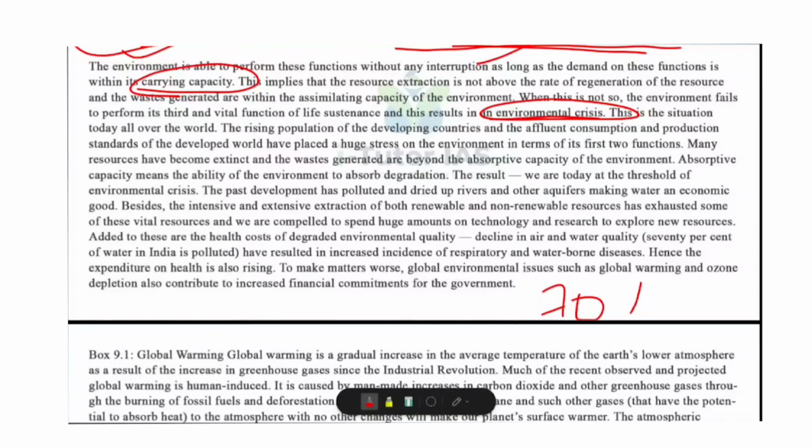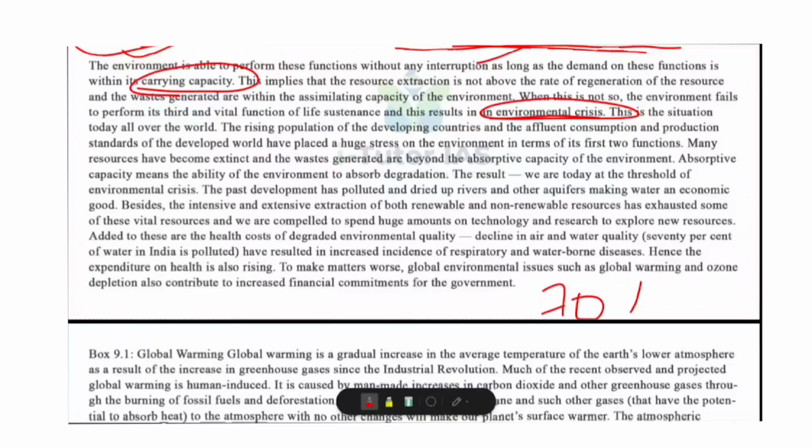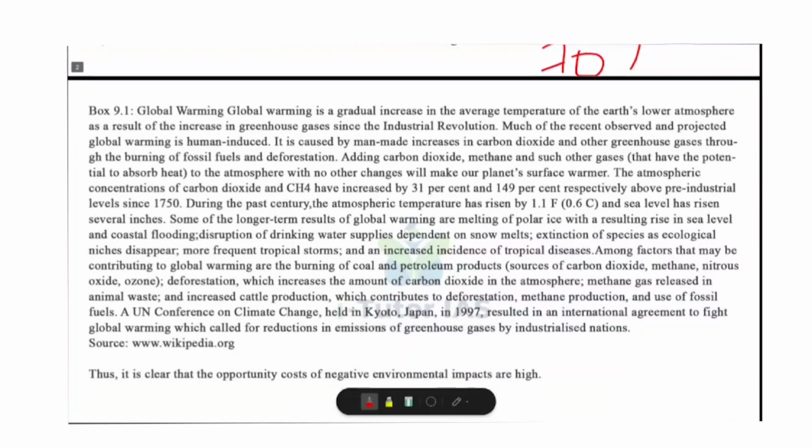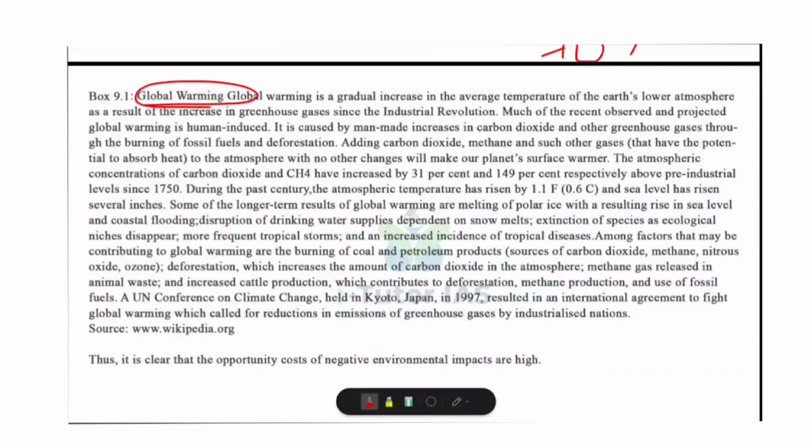And also global issues like global warming and ozone depletion, which makes the government spend huge amounts on environmental protection and healthcare. So in short, the environment can sustain us only till we respect its limit. But once human activities exceed its capacity, we face environmental and health crisis which affect both nature and our economy. Okay. Now let's talk about global warming.